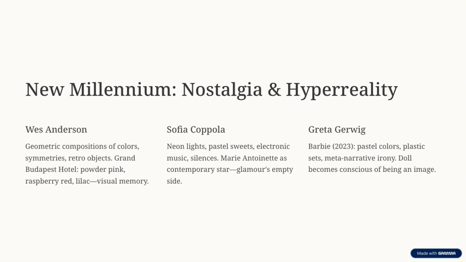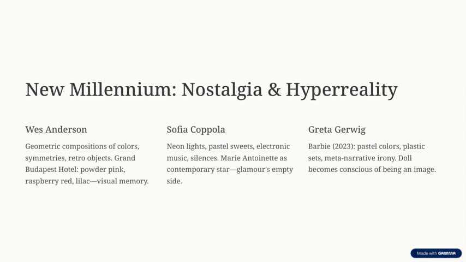Finally, Greta Gerwig's Barbie, 2023, encapsulates this era perfectly. The film uses pastel colors, plastic sets, and a self-aware, meta-narrative style. It's not just about playing with dolls, it's about making the doll conscious of her own image, turning the concept of hyperreality into a commentary on identity and perception.